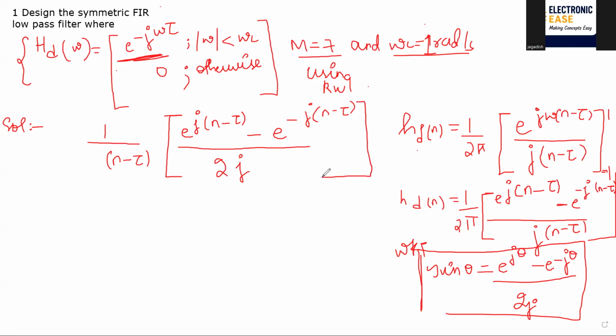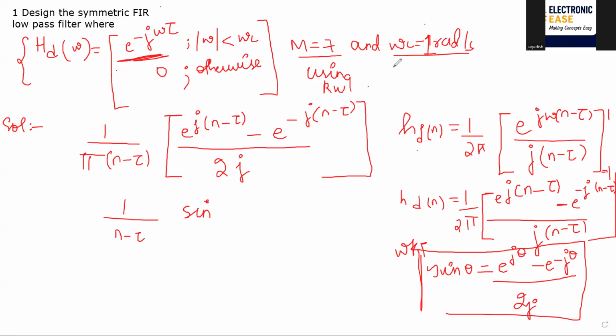Now, this is of the form e to the power of j theta minus e to the power of minus j theta divided by 2j. So this entire term I will be substituting as sine theta. So what will I be getting? 1 divided by n minus tau. I was left over with pi here, children. Pi I had forgotten. So pi into n minus tau.